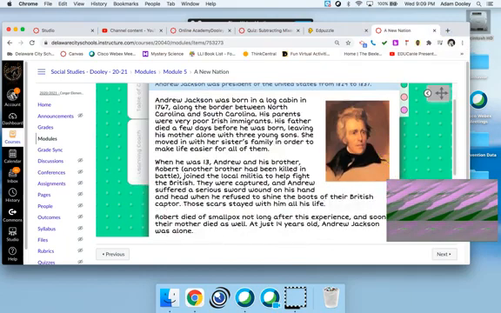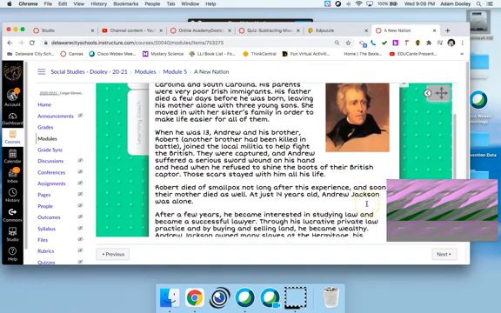He was born in a log cabin in 1767, along the border between North Carolina and South Carolina. His parents were very poor Irish immigrants. His father died a few days after he was born, leaving his mother alone with her 3 sons. She moved in with her sister's family in order to make life easier for all of them.